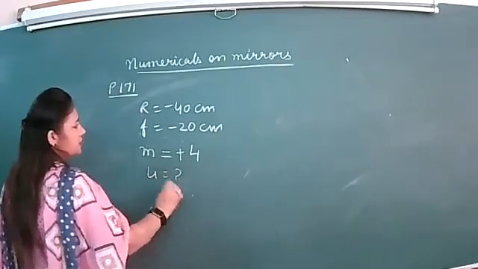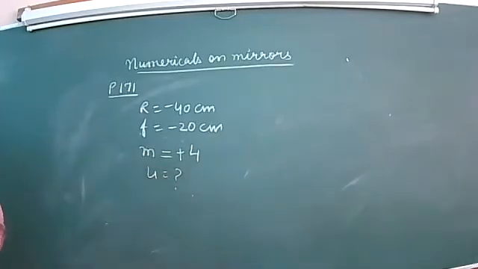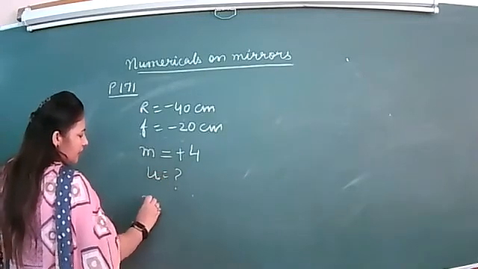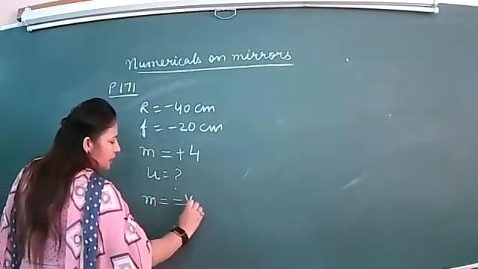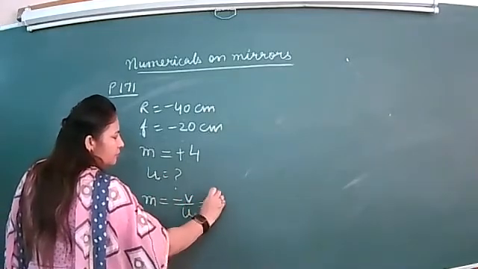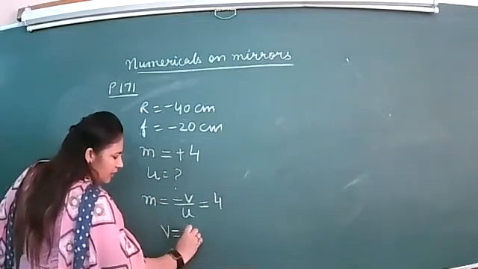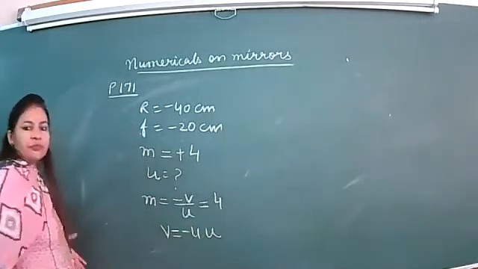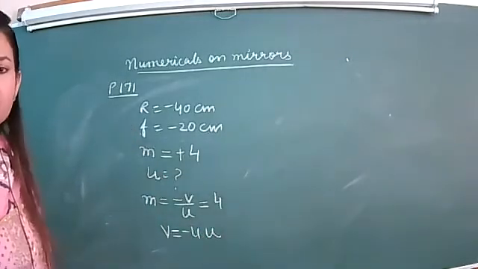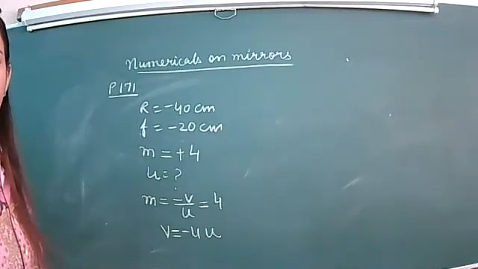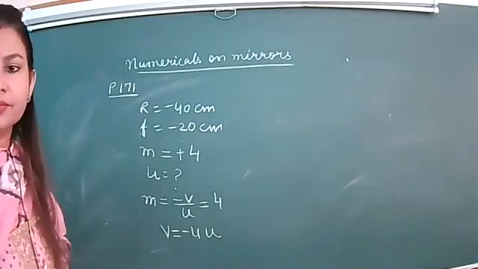And where is the object located? We are to find it. So these things are given to you. So what you will do? U निकालना है आपको. आप अब क्या करेंगे? मैग्निफिकेशन का फॉर्मूला यूज करिए. माइनस v by u, that is 4. आपको u निकालना है, तो यहाँ से v आ जाएगा माइनस 4u. So note down, v is minus 4u.